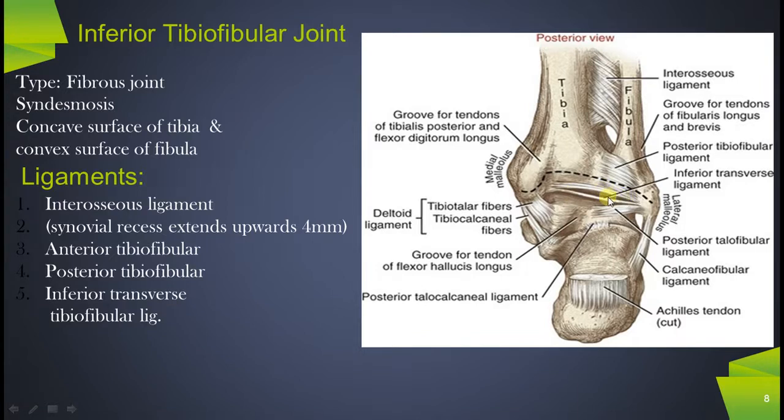This inferior transverse ligament increases the concavity of the superior articulating surface of the ankle joint. It is also called the tibiofibular mortise. Okay, I will come to that later, while discussing the ankle joint. So the ligaments of the inferior tibiofibular joint are the interosseous ligament, the anterior tibiofibular ligament, and then the posterior tibiofibular ligament.